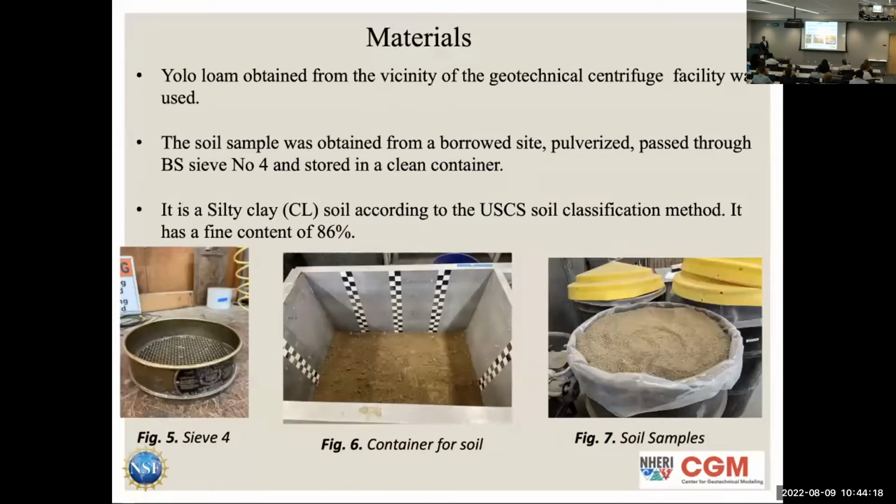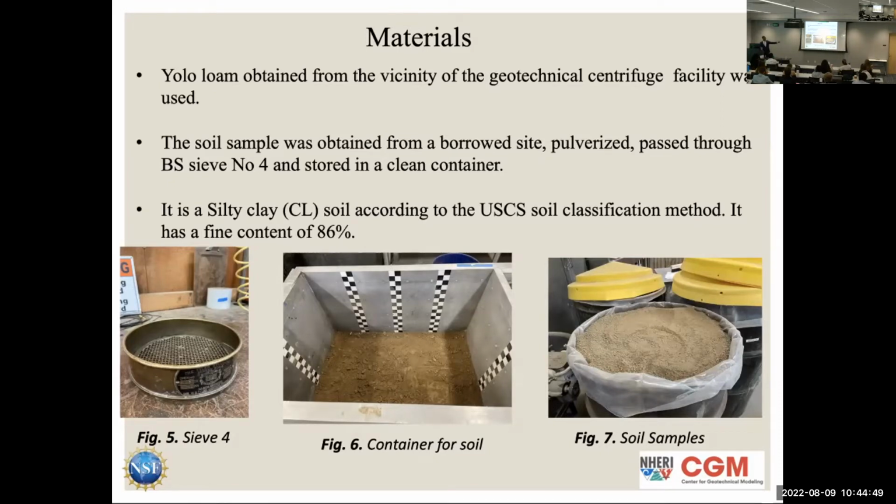So to start off, before we do any of that, we got to look at our materials. What we used was Yolo loam. It's a type of silty clay that has an 86% fine content. I'll be talking about the difference between coarse and fine content later on. But basically, it's a type of clay, and we obtained it from around the facility and from the geotechnical centrifuge. We obtained it from a borrow site, and we pulverized it and passed it through a BS sieve number 4.